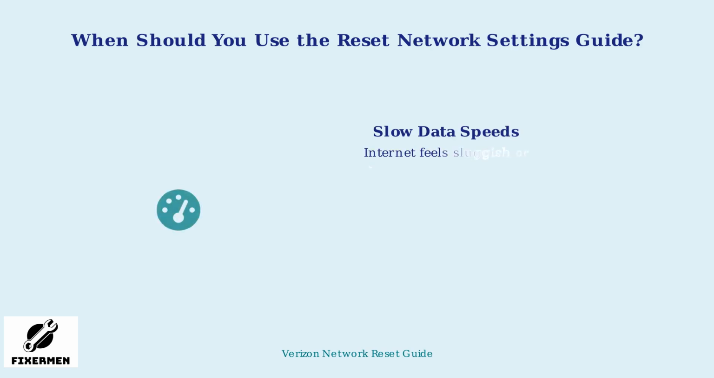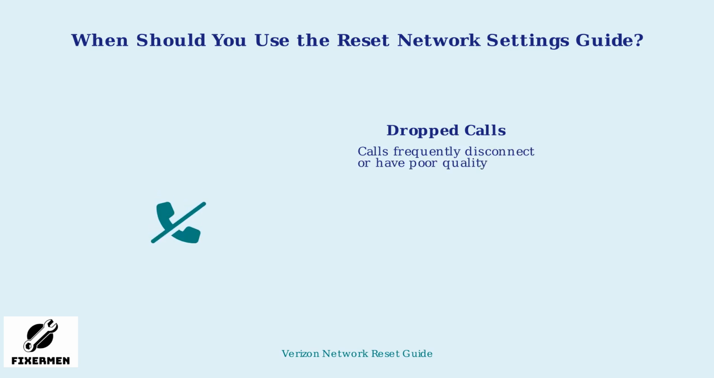One common issue is slow data speeds. If your internet feels sluggish or downloads take longer than usual, a network reset can help clear cached data and restore optimal performance. Another situation is dropped calls. If phone conversations frequently disconnect or you experience poor call quality, resetting network settings can re-establish stable connections to Verizon's towers.